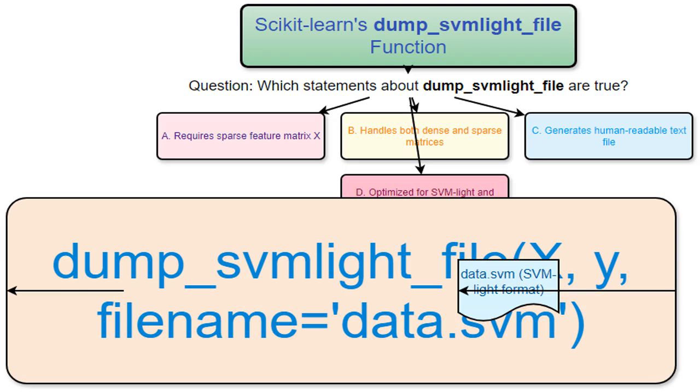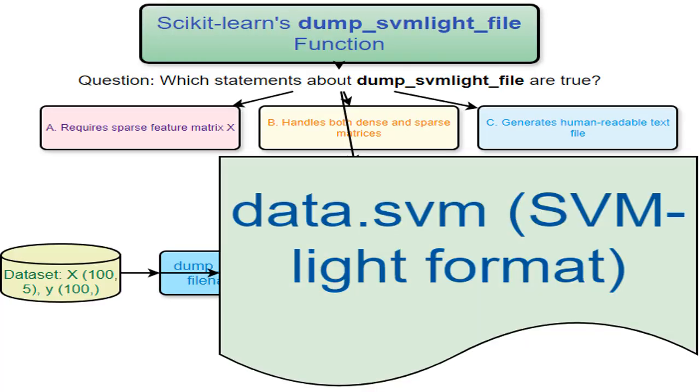I'm using dump_svmlight_file here. I provide my data, X and Y, and I tell the function to save it in a file named data.svm. The result? A data.svm file that's now ready for use in SVMlight or libsvm. It's in the correct format for those specific programs.